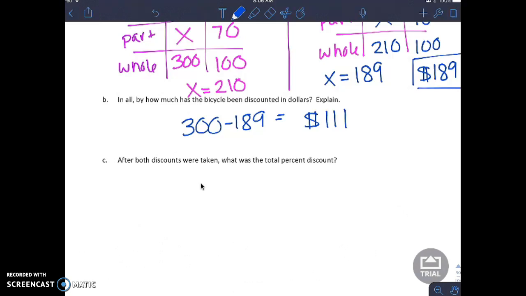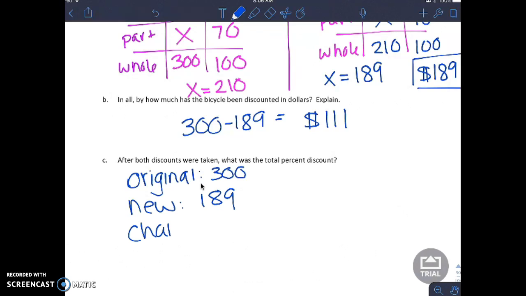For C, you're looking for a percent of change. They want to know, instead of taking a 30% off and then a 10% off, what would the percent be just as a single percent? This is your total percent off. So this is a percent of change problem. We know that the original price was $300, and we know the new price is $189. We even have already found the change, which is $111. We just subtracted that. Find the percent of change here. Pause the video and give it a shot.